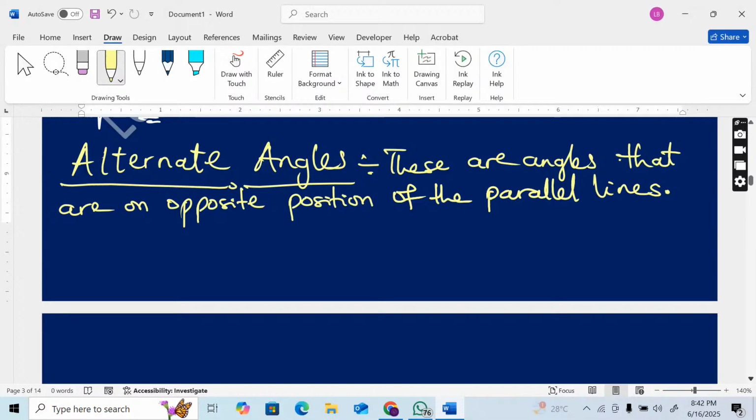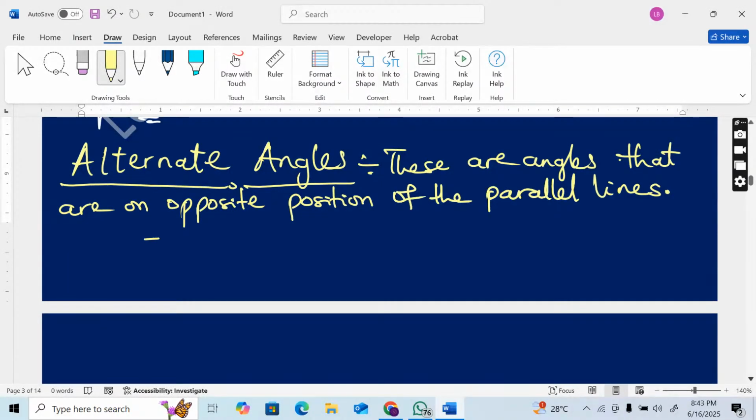It's very simple. What do we mean by opposite? The opposite of up is down. The opposite of left is right. The opposite of top is bottom. So when they say opposite position, if one angle is on top of the parallel line, the other angle will be at the bottom of the second parallel line. If one angle is on the left side of the transversal, the other angle will be on the right side of the transversal. So that is what we mean by opposite position.